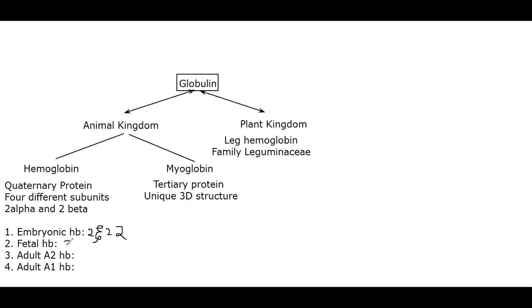Then there would be 2 alpha and 2 gamma subunits that make the fetal hemoglobin. There would be the adult hemoglobin A2, made of 2 alpha and 2 delta, and the adult A1 hemoglobin is made up of 2 alpha and 2 beta.